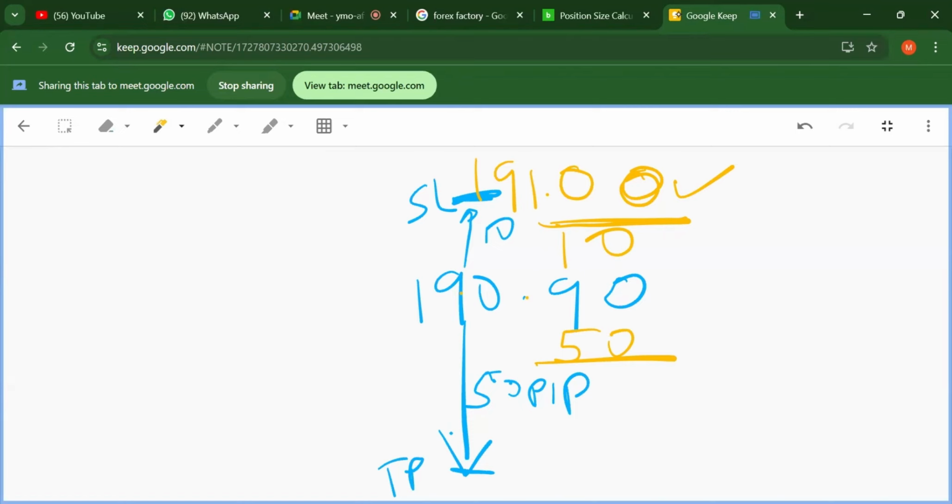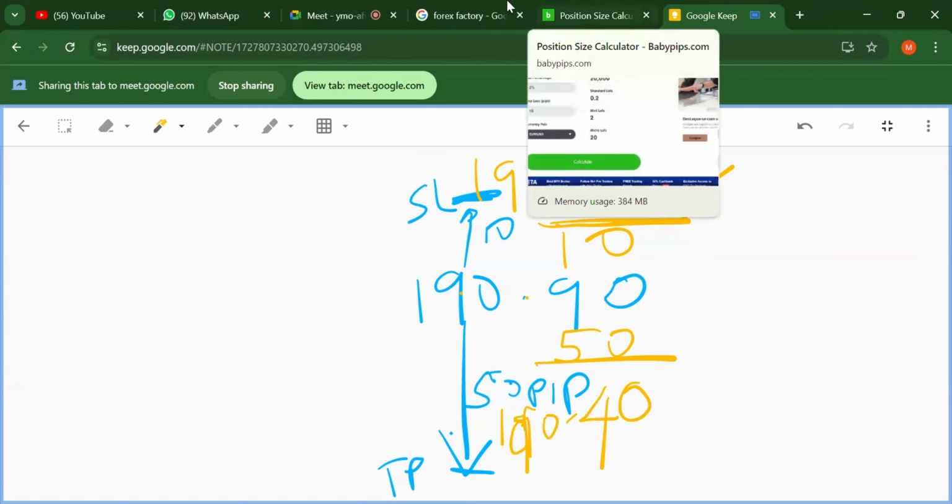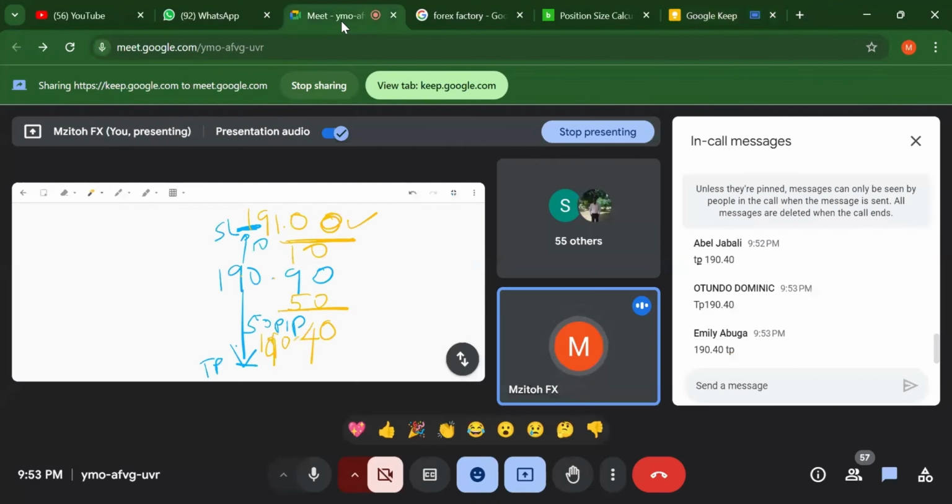So remember, in Forex, we make money in both directions. If you say the market will sell and it sells, you make profit. If you say it buys and it buys, you make profit. So if it depreciates by 50 pips going down, at that point, I will subtract. If it goes down, it means subtraction. Then 190.40. So if you have your take profit at 190.40 and stop loss at 191.00. How many are following to that point? How many are with me?